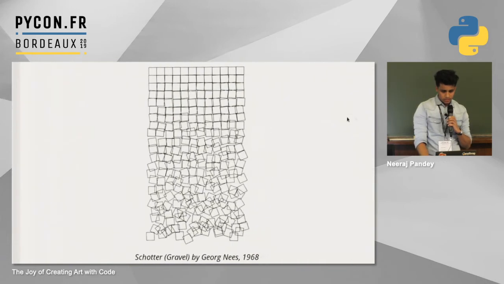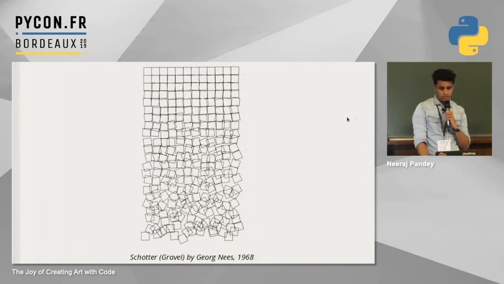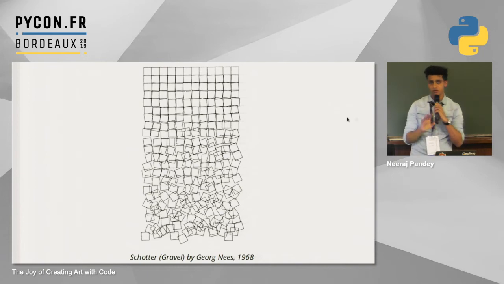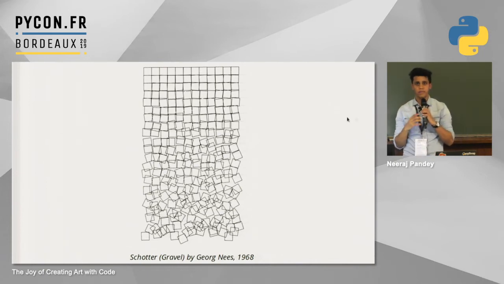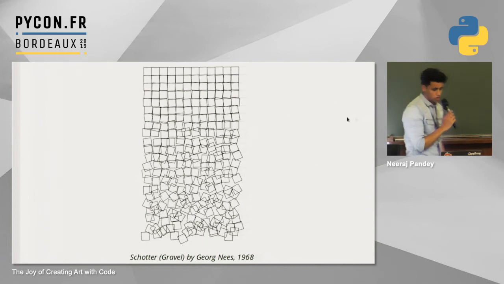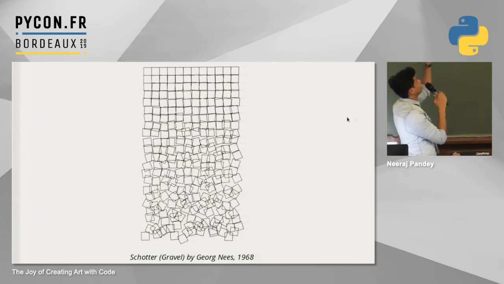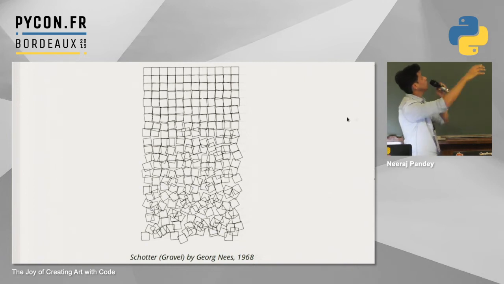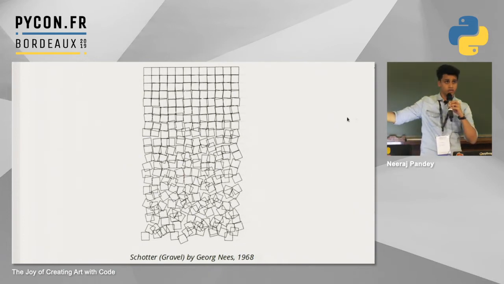The next painting is Scotter by George Nees. This is one of the earliest and best known generative artworks of all time. What George did in this was take 12 squares, put them alongside each other, and change the magnitude and rotation as he went through the rows.